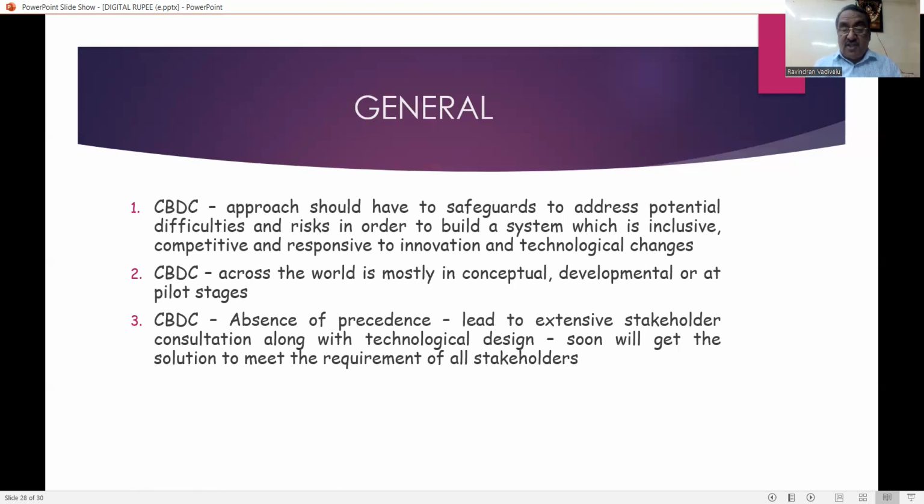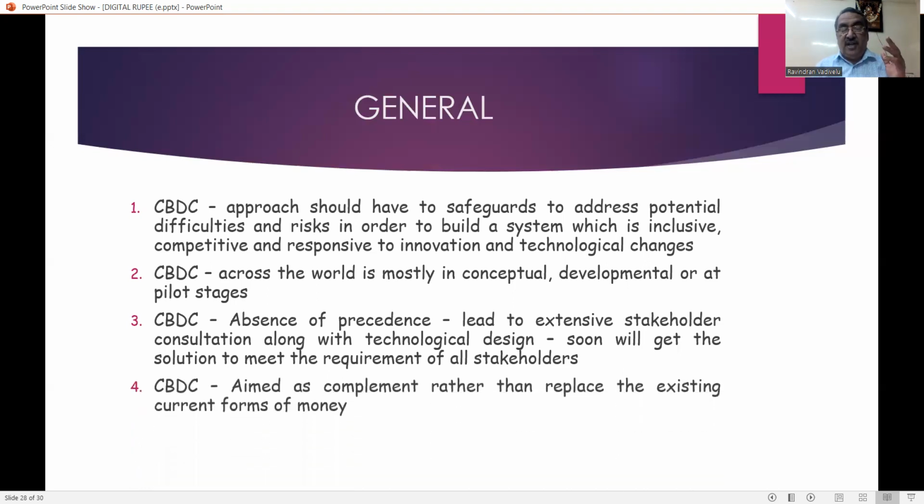So they have discussions with the stakeholders. They should have consultation with the stakeholders because of this technological design. And soon the RBI will get the solution to meet the requirements of all the stakeholders. This is the concept. They already said it's only a trial. It's only a pilot project. We are just introducing the scheme of digital rupee. If there is any problem, slowly we will set everything right.